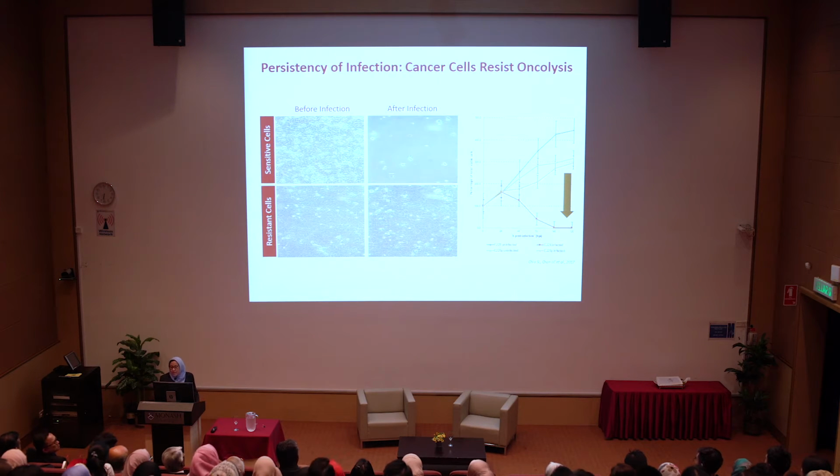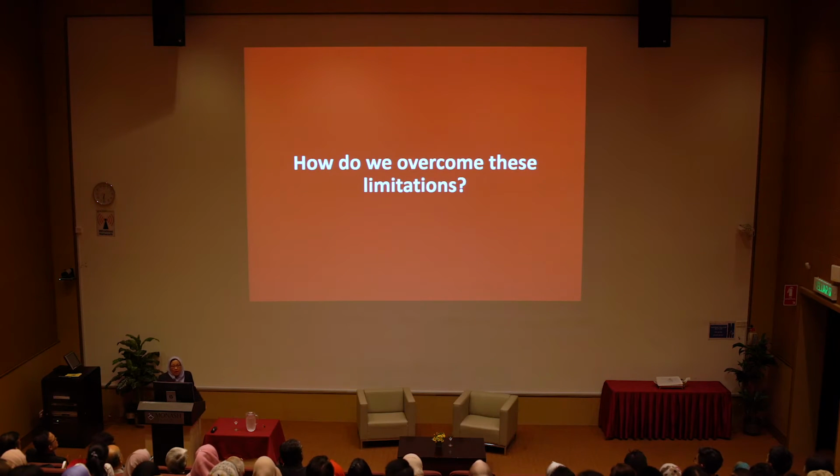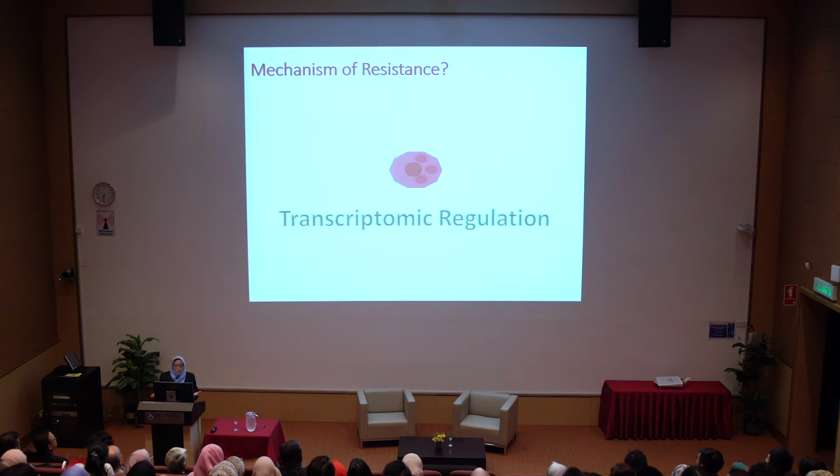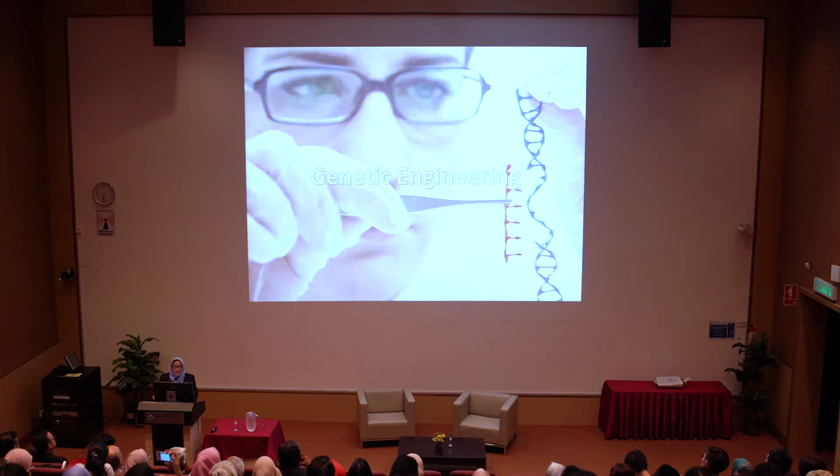So how do we kill these persistent cells? How do we overcome all these limitations? We can do so either by transcriptomic regulation, to look at the mechanism of resistance that occurs in the persistent cells, or we can do genetic engineering.